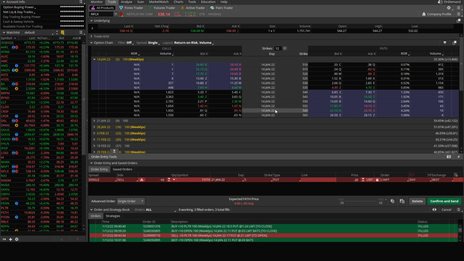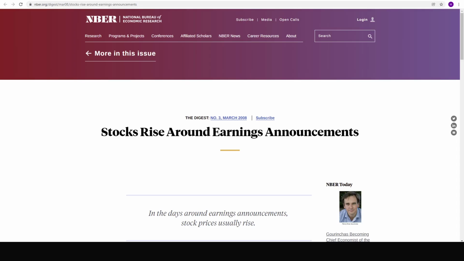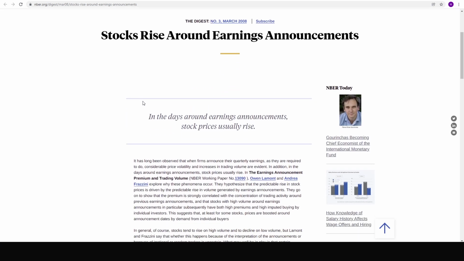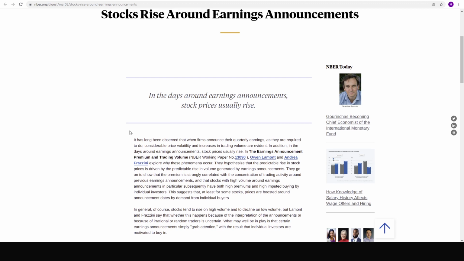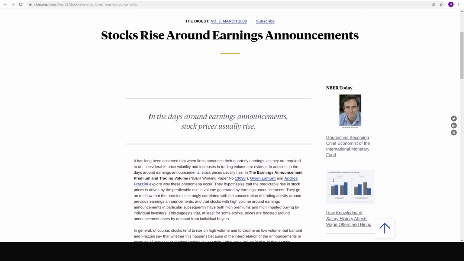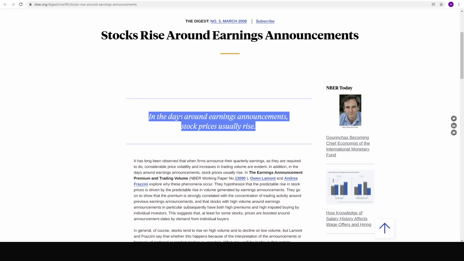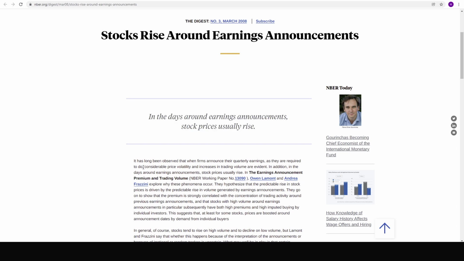Now, why do we want to sell at the money? The answer, courtesy of this peer-reviewed paper from the National Bureau of Economic Research, is that stocks actually tend to rise around earnings announcements. So if you had a given week, you could theoretically say that maybe there's a 50-50 chance a stock goes up or goes down. However, there's actually a slightly greater chance that around earnings announcements, and the week before them, the stock is going to go up.